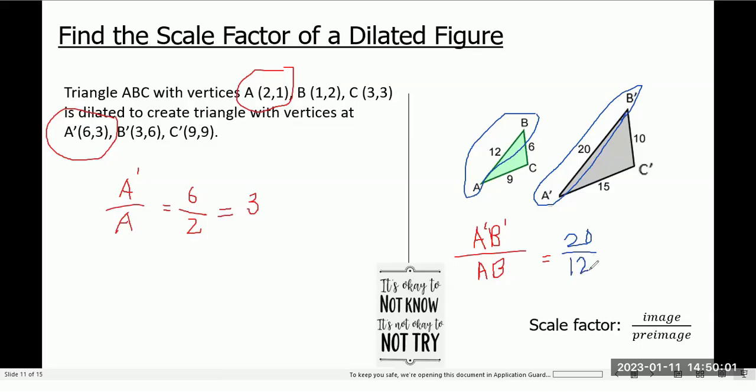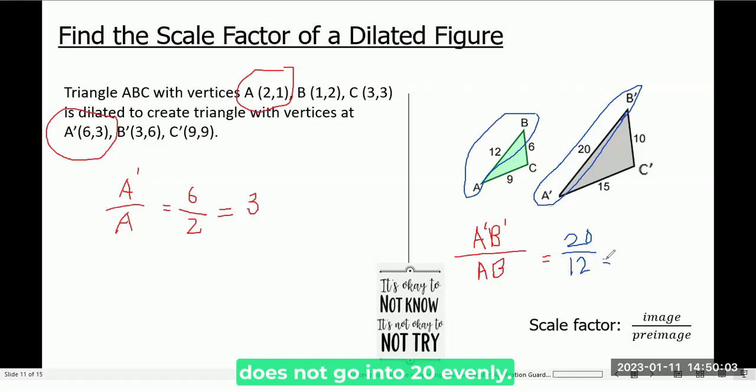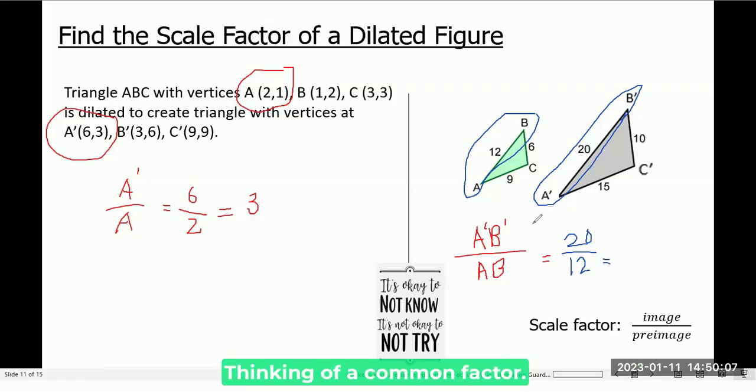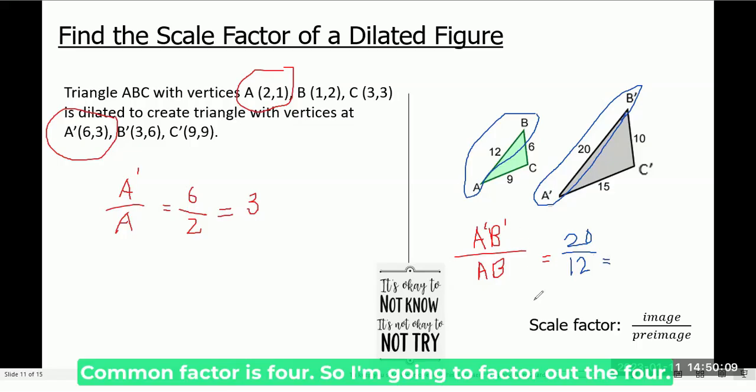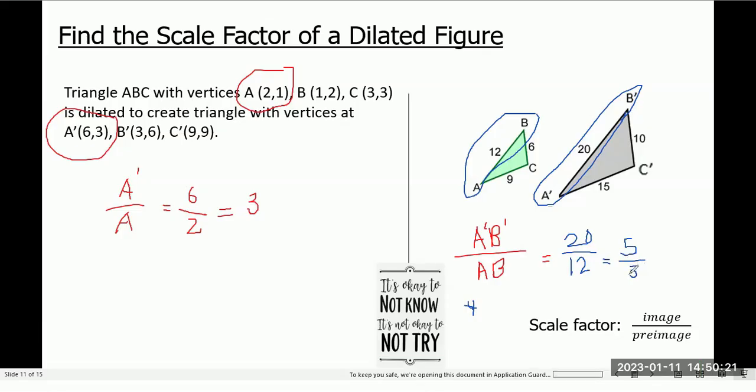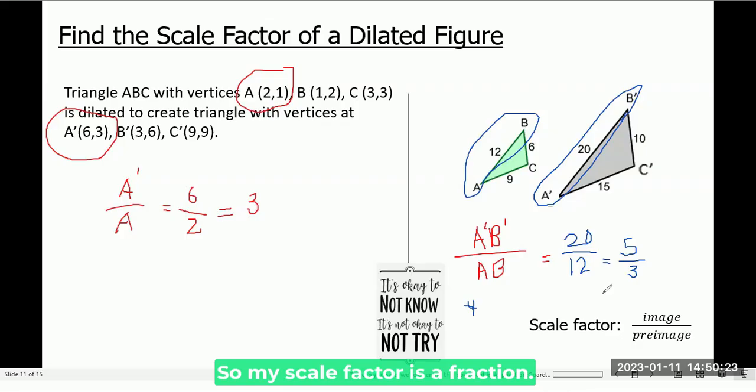Okay, now, 12 does not go into 20 evenly, so this is a fraction that I am going to have to reduce. Thinking of a common factor is 4. So I'm going to factor out the 4, simplify this, so 20 divided by 4 is 5. 12 divided by 4 is 3. So my scale factor is a fraction.